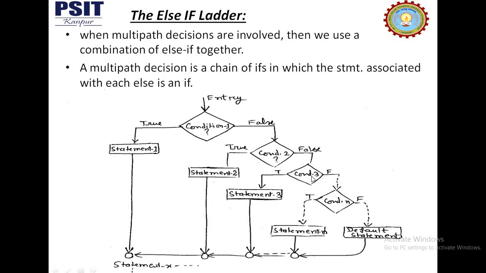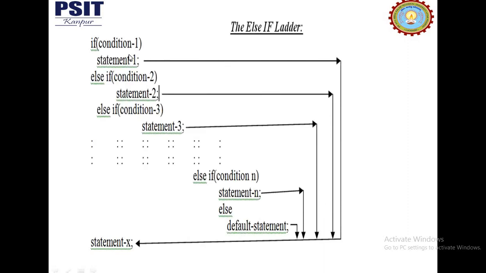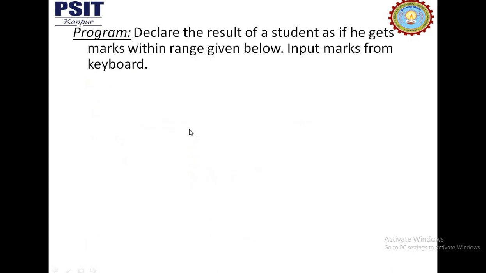And when all the conditions have been checked, the last part will have only else, which will have a default statement, right? So see, in the if else if ladder, if condition 1 is true, statement 1 executes and we are outside the program. If condition 1 is false, then condition 2 is tested. In this way, write the C syntax. An if can have only a condition, so if you want to check any condition in the else part also, you have to write one more if. So in this way we have to do this program.